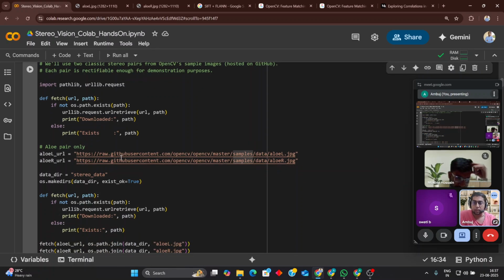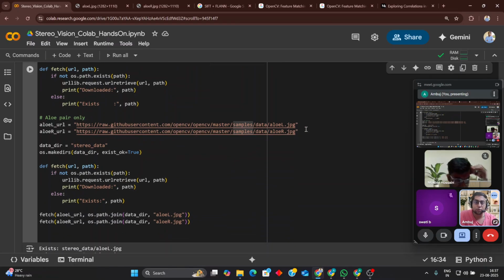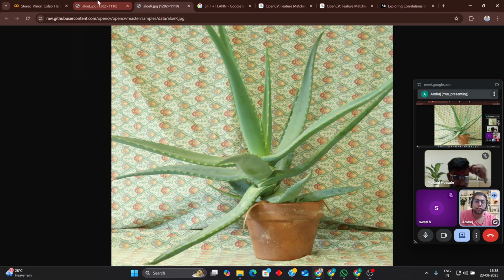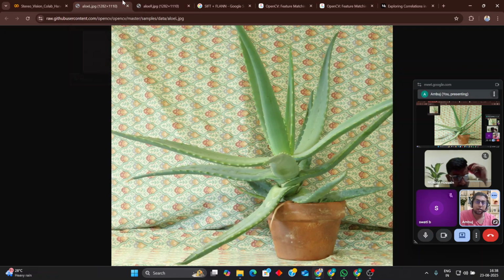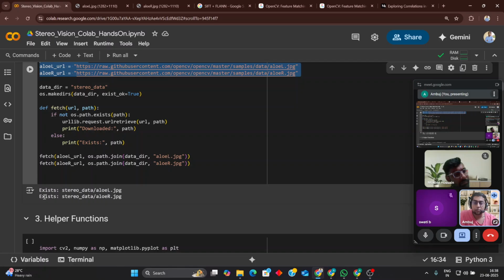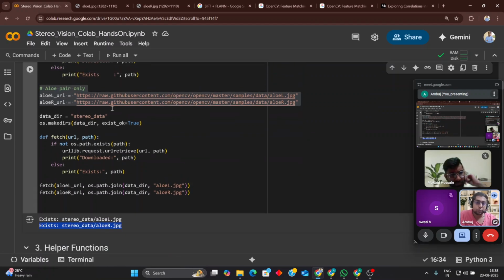Now you import these particular libraries and try to fetch. This is just for fetching these two particular images, which I have used and also shown to you: left and right images of an aloe vera plant. Nothing new. I have just created a data directory. If it exists, it shows yes, it exists, and shows the name. Otherwise it would show an error.